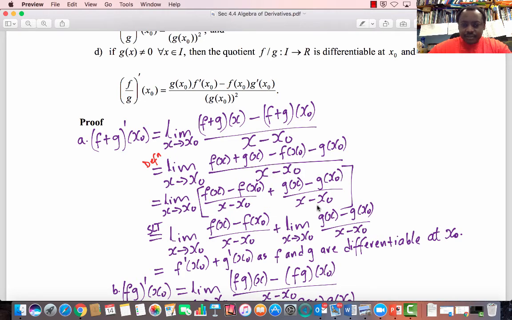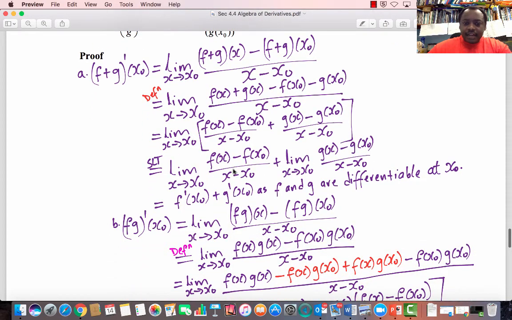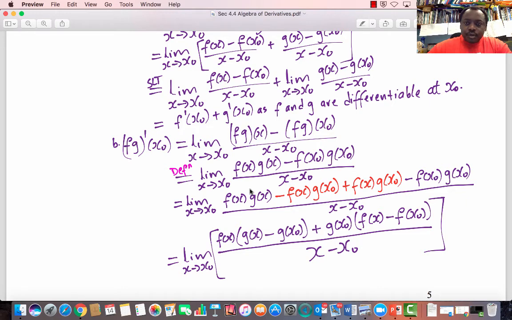And by the sum limit theorem, I can distribute my limit over this, and I have this component and this component. But we know that f and g are differentiable at x naught, and the first component is simply the definition of f prime of x naught, and the second is the definition of g prime of x naught. Therefore, f plus g prime at x naught is f prime at x naught plus g prime at x naught, and we are done. Beautiful. Next, let's look at the product rule.